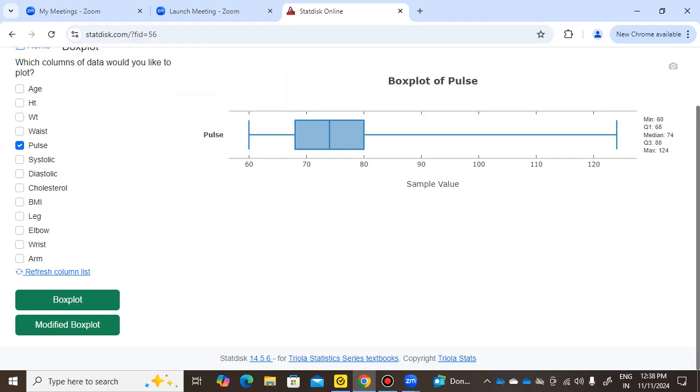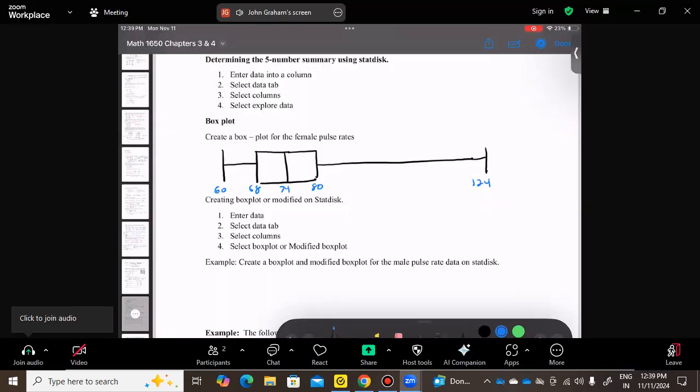And I'm going to put in the values below 60, 68 is your first quartile. 74, 80, and 124. Now, let me go to mine.